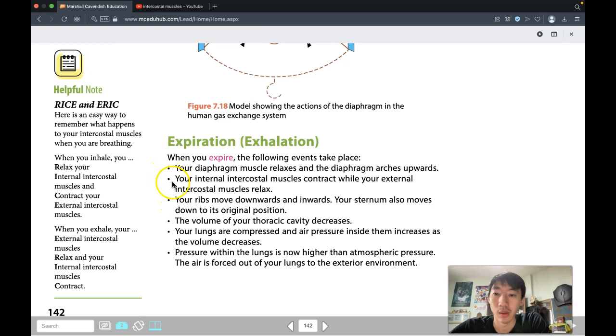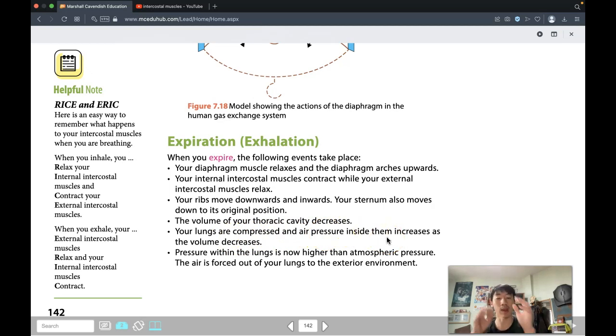So when the diaphragm relaxes and arches upwards, then the internal intercostal muscles will contract, whilst the external intercostal muscles will relax. So the ribs will move downwards and inwards, so back into your body, and the sternum will also move down to the original position. The volume of your thoracic cavity will decrease, and so your lungs will be compressed, and the air pressure inside them will increase as the volume decreases.